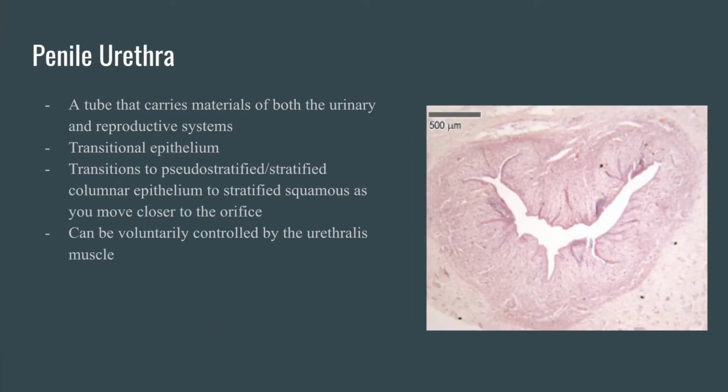The urethra is the tube that carries materials of both the urinary and reproductive systems. It has a transitional epithelium, which transitions to pseudostratified or stratified columnar epithelium to stratified squamous as you move closer to the orifice, and it can be voluntarily controlled by the urethralis muscle.